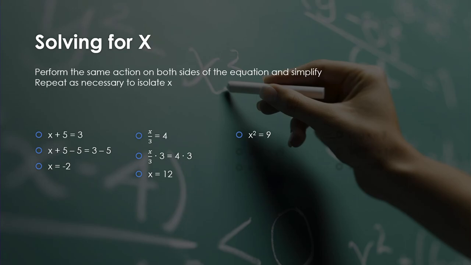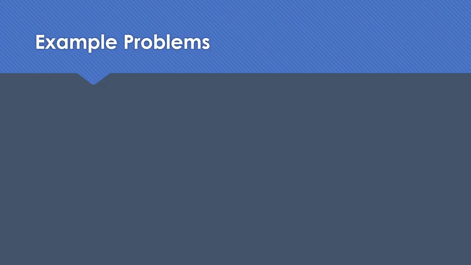If we have x squared equals 9, getting a little more complicated, we can take the square root of both sides. Square root of x squared is equal to square root of 9, and simplify that to x is equal to 3. And then if we have something like log x equals 3, 10 to the power of log x equals 10 to the power 3. So x is equal to 1,000. So let's look at some example problems.